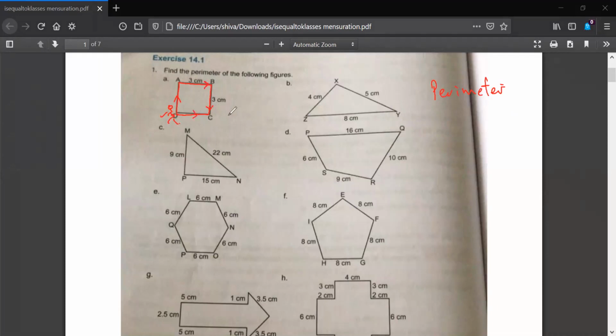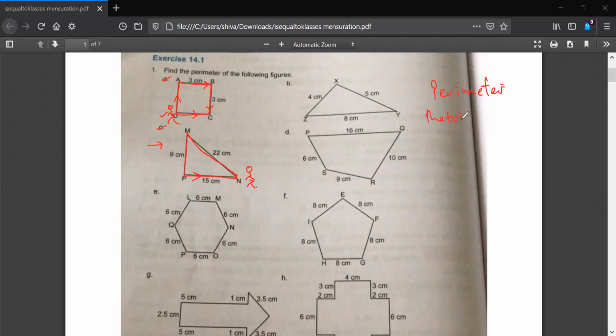Yes, sir. Okay. So let us take another example. So for example, if I want to find the perimeter of this figure, what I will do is I will start from any point that I like. That is not an issue. So you can start walking this side, then you can walk this side, then you can walk this side. The total distance that you have covered is the perimeter.